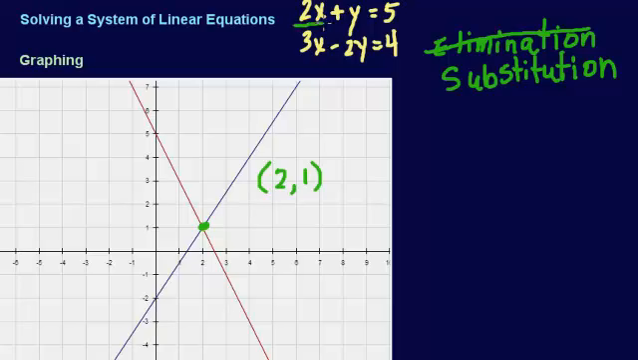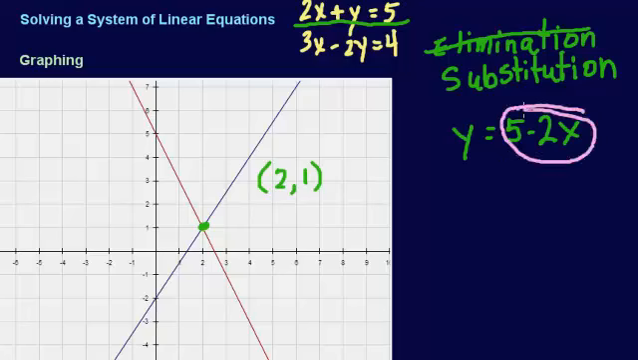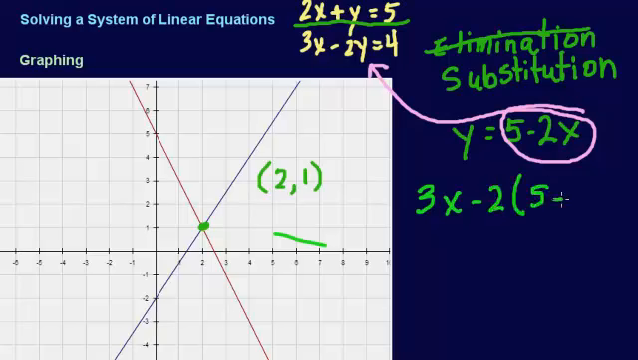This top equation I can rewrite to make y equals. So I'm going to move the 2x over, and I have y equals 5 minus 2x. I just subtracted 2x from both sides. Now this is what y equals. So since y equals that, I'm going to substitute it into here for my y, and I will get, let's see, 3 times x minus 2 times whatever y is, and that's 5 minus 2x, equals 4.